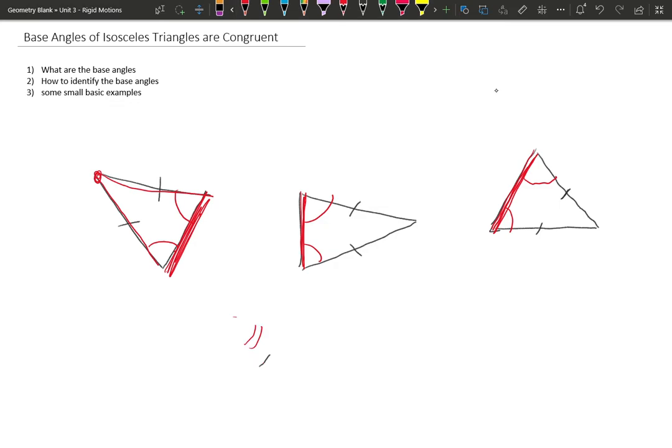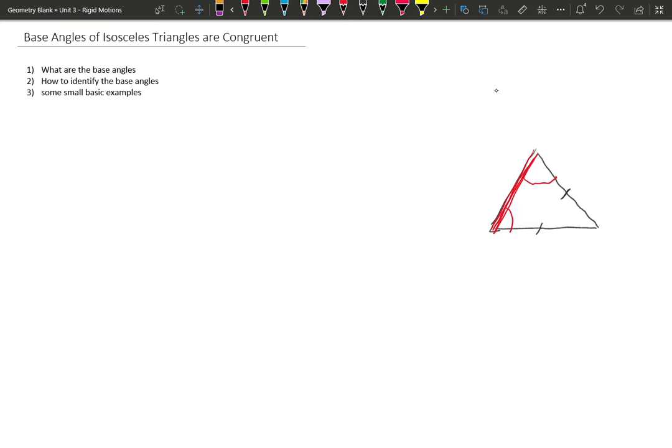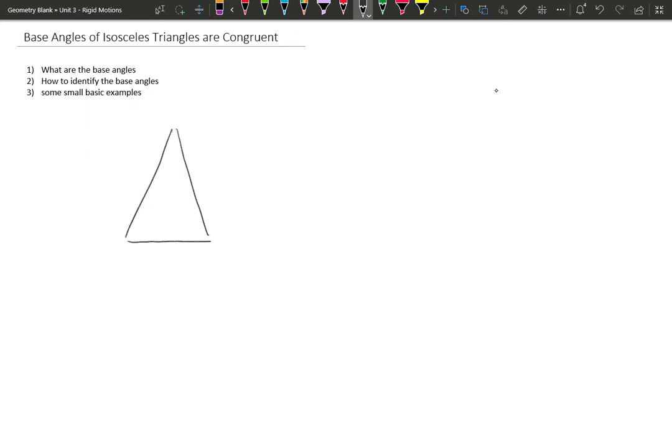All right, so let's take a look at some small examples. If you're given an isosceles triangle like this, and they told you this angle was, let's use a nicer number, like 40, and they want you to find out this angle. Now, how do you find that out?